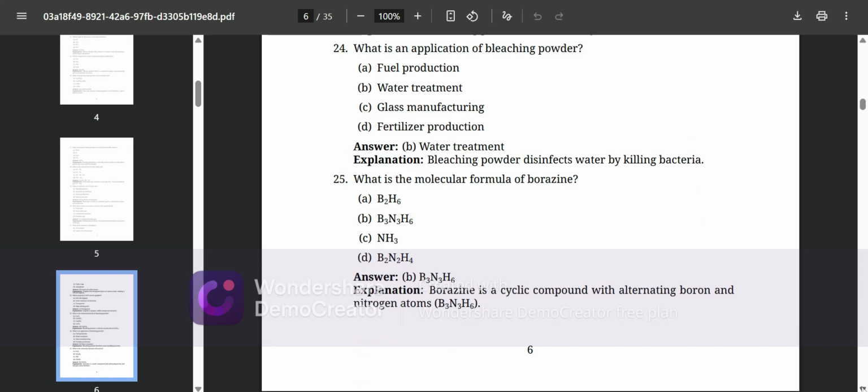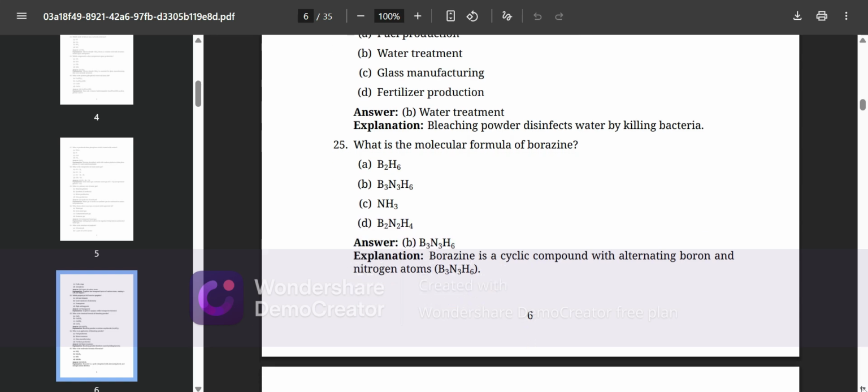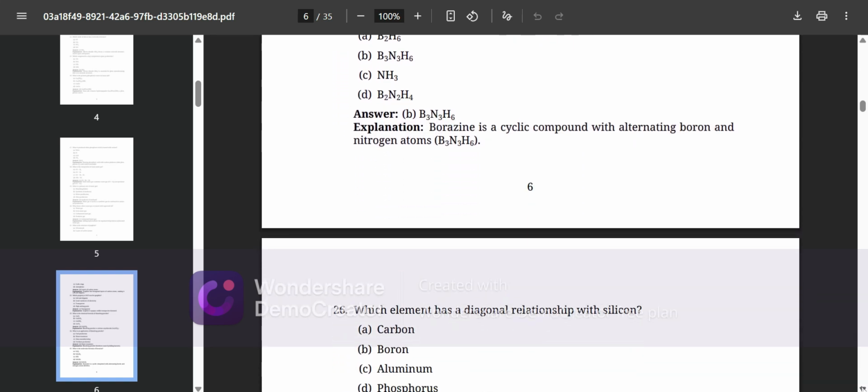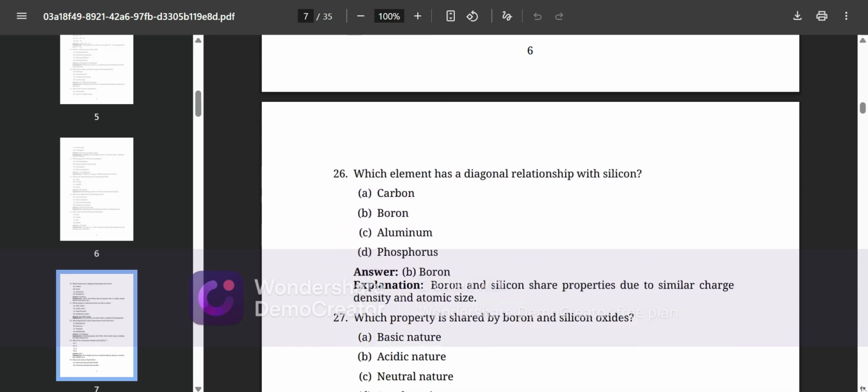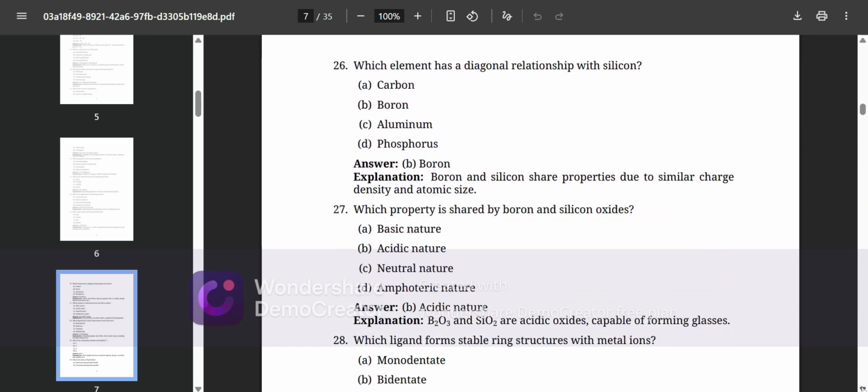What is the molecular formula of borazine? B3N3H6. Borazine is a cyclic compound with alternating boron and nitrogen atoms. Which element has a diagonal relationship with silicon? Boron. Boron and silicon share properties due to similar charge density and atomic size.